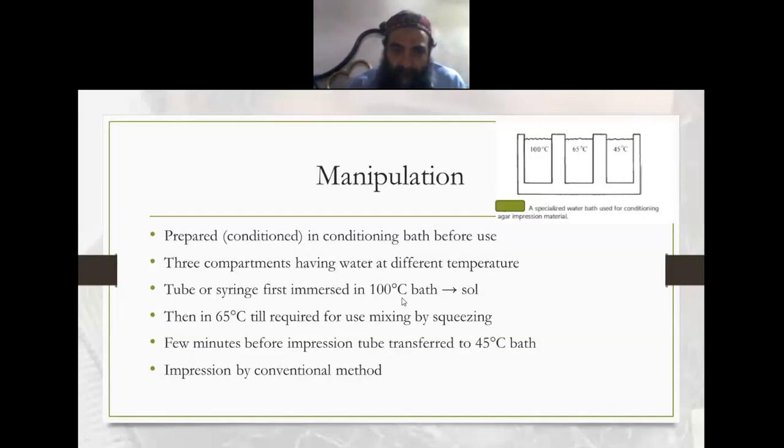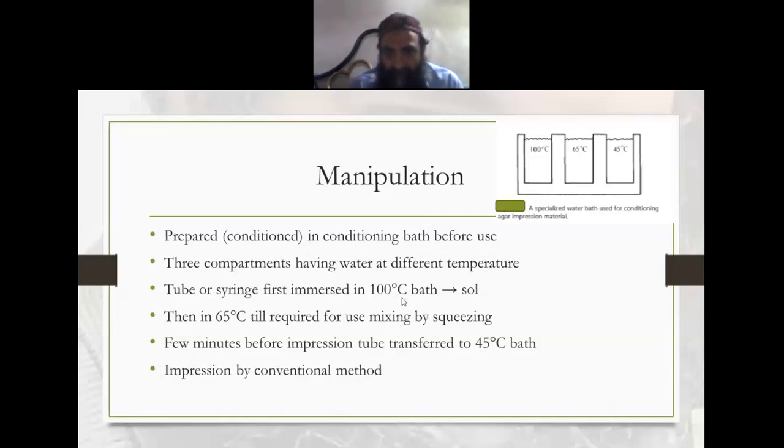Then we take it and put it into 65 degree centigrade till required by the dentist or technician for mixing to take impression. The mixing is done by squeezing, as it is only the tube, so there is no need of mixing.